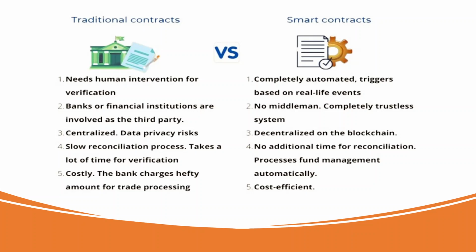Traditional contracts are very slow in the reconciliation process and take a lot of time for verification. In smart contracts, no additional time is required for reconciliation, processing, or fund management; everything happens automatically. Traditional contracts are costly as the bank charges very high for their services, but smart contracts are cost efficient.